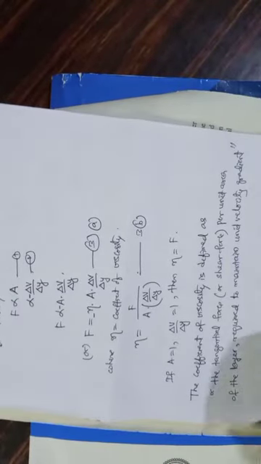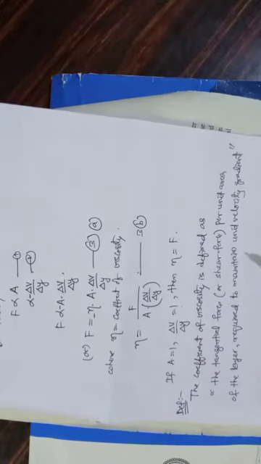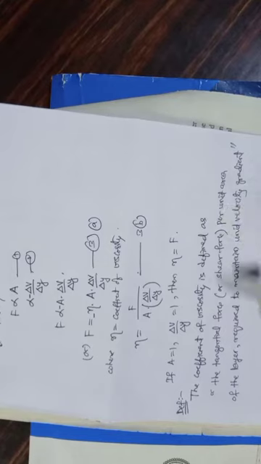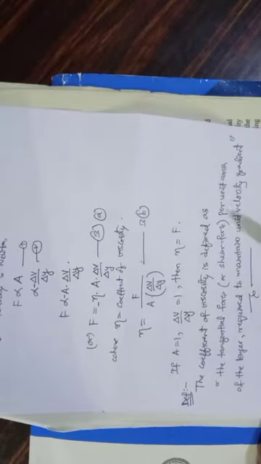Now let us see the definition for coefficient of viscosity. The coefficient of viscosity is defined as the tangential force, or you can say shear force, per unit area of the layer required to maintain unit velocity gradient. So this is one way of getting an expression for coefficient of viscosity, and we can obtain an expression in another method also. Let us see that method.